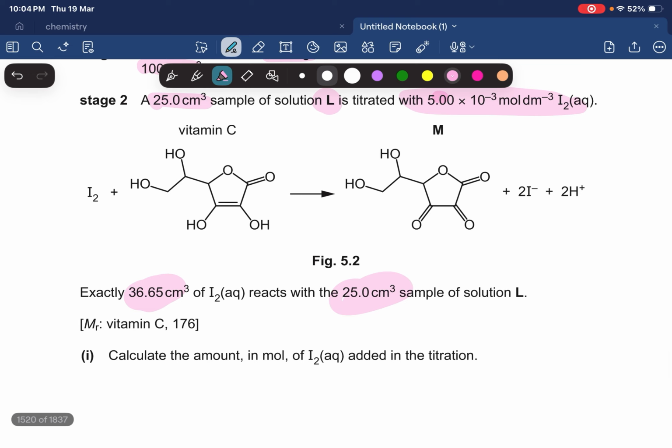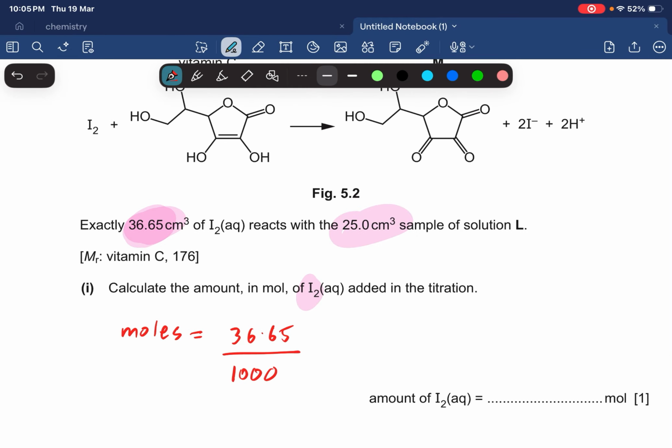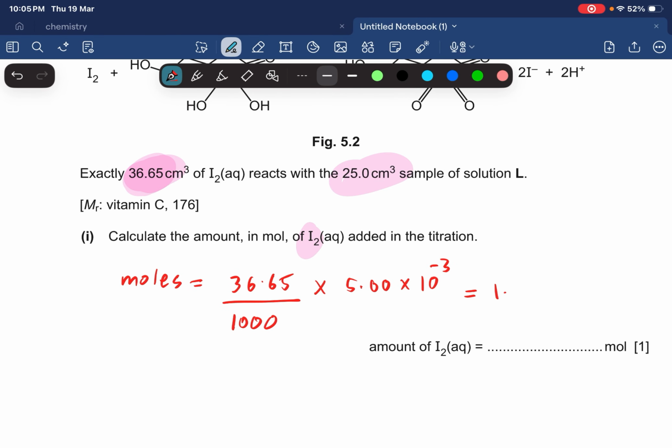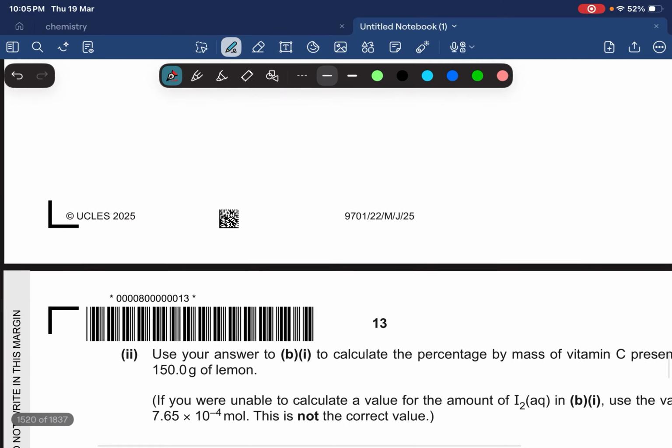अब वो कह रहे हैं आयोडीन की अमाउंट कैलकुलेट करें. अच्छा, अब आपको आयोडीन की वॉल्यूम दी हुई है और आयोडीन की कॉन्सेंट्रेशन दी हुई है. तो अगर हमने मोल्स कैलकुलेट करने हैं तो हमारा वॉल्यूम 36.65 cm³ है. हम इसको DM³ के लिए 1000 से डिवाइड कर देंगे, मल्टीप्लाइड बाय द कॉन्सेंट्रेशन जो कि 5.00 इंटू 10⁻³ है. फिर आप इसे मल्टीप्लाई करेंगे तो आपके पास आएगा 1.833 इंटू 10⁻⁴. आ गई आयोडीन की अमाउंट, 1.83 इंटू 10⁻⁴. ये 3SF है, ये 4SF है, ये 3SF है, बस यहाँ जो दिल करे लिखें.